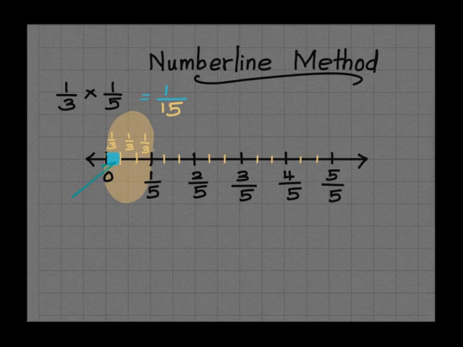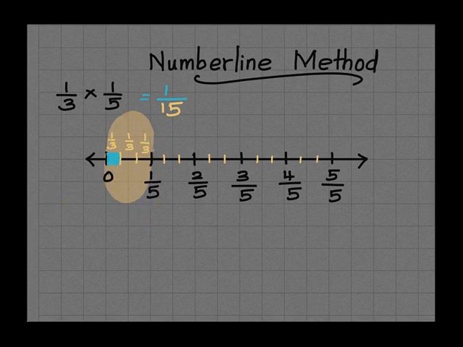This part, the blue colored portion, is 1/3 of 1/5. So the whole part is 1/5, and the blue colored portion is just 1/3 of the 1/5.